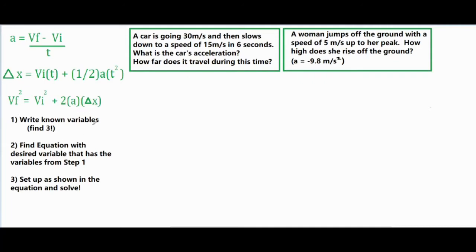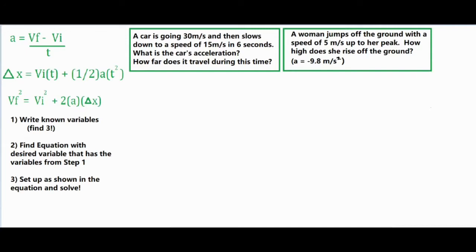Number one, you want to write your known variables. So you have to read your sentence, make sure you interpret the situation, and you want to find three variables. So why did I say three? It's because if you take a look at each of these three main acceleration formulas, each of them has four variables. So if you have three of the four, that means you could find the fourth by using some algebra.